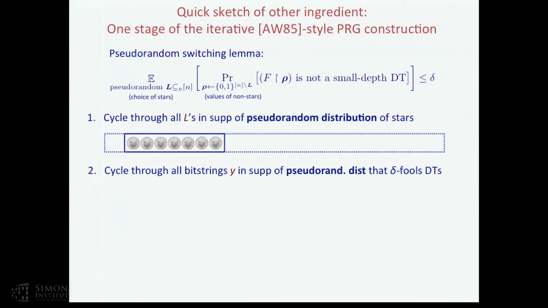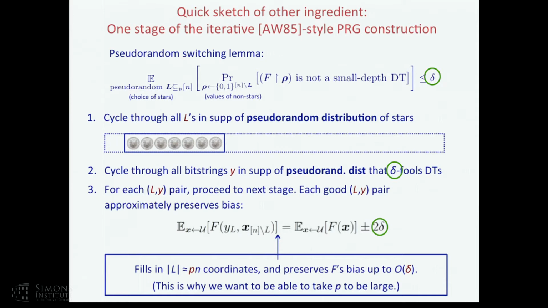So we cycle through all the different choices of a pseudorandom set of stars. We cycle through all the possible assignments to the variables in the chosen set of stars, assigning according to some pseudorandom distribution that fools the functions that come out of the pseudorandom switching lemma. So we're trying this set, this set, this set, and for each of these sets, we try all the possible settings according to the pseudorandom distribution that fools decision trees. And then we have this branching. For each one of these choices, we proceed to the next stage. We fixed these bits in some way. Now we go on to the second stage and fix another block of bits, very similar in spirit to what we saw Liang doing earlier.